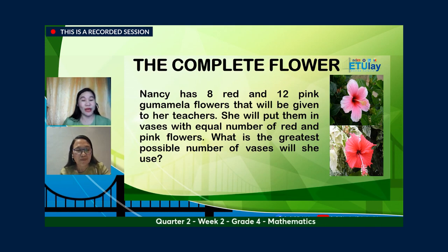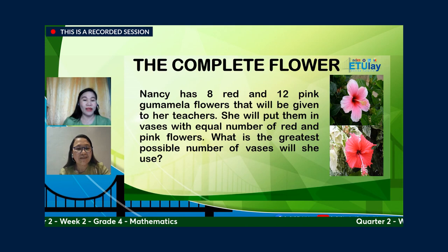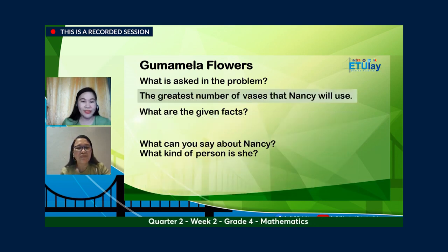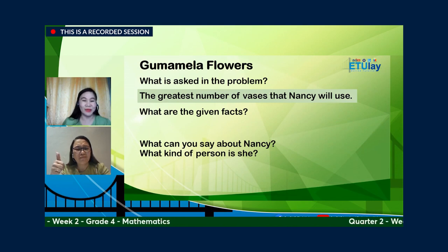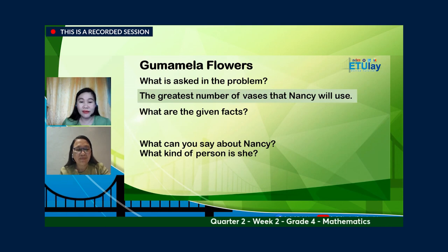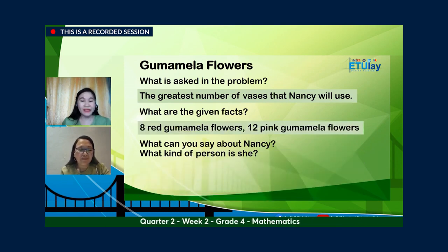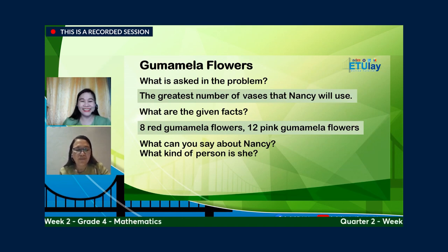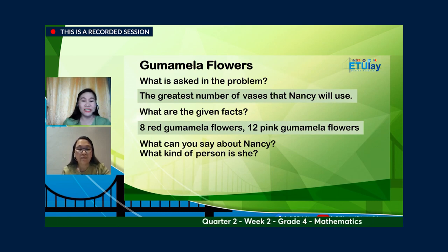So now for us to understand the problem, we have to look at the following questions. What is asked in the problem? Kung ang sagot nyo ay the greatest number of vases that Nancy will use, very good, tama kayo. And what are the given facts? The given facts are 8 red gumamela flowers and 12 pink gumamela flowers. And what can you say about Nancy? What kind of person is she?